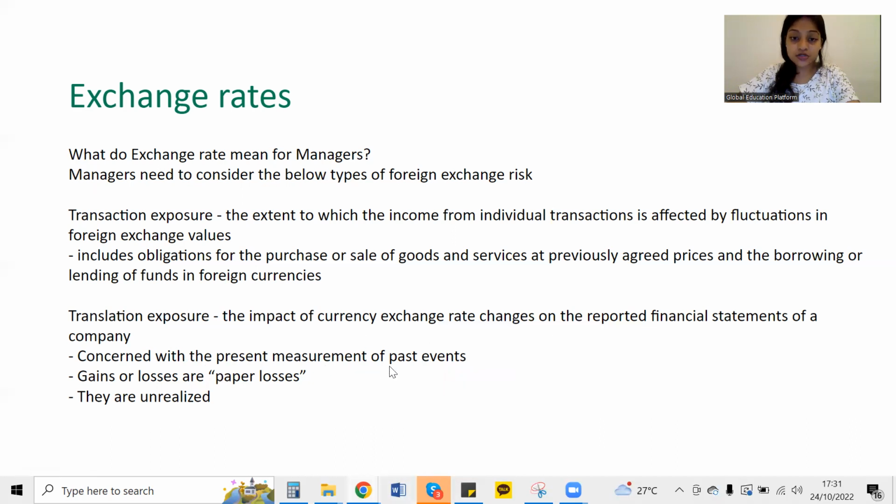Translation exposure, the impact of currency exchange rate changes on the reported financial statements of a company, concerned with the present measurement of past events. Gains or losses are paper losses and they are unrealized.